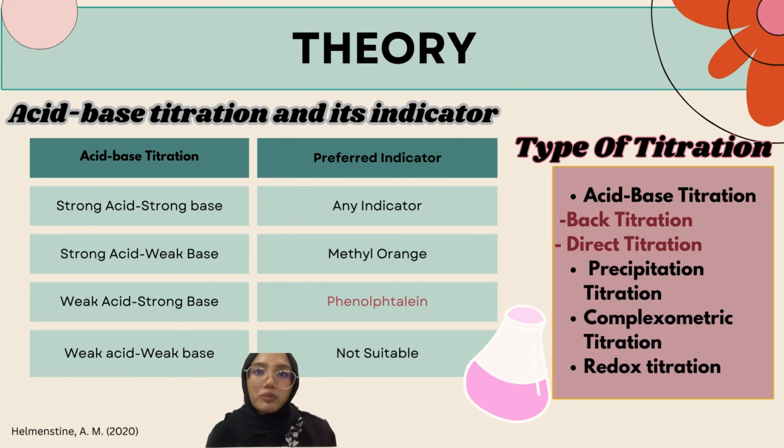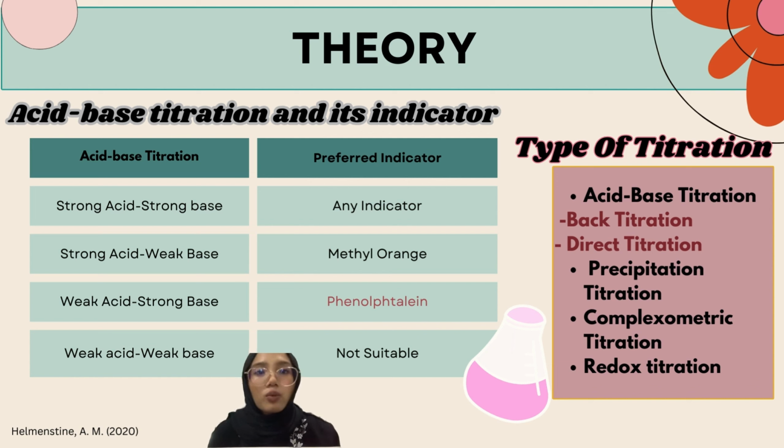Now I would like to explain the types of acid-base titration and the indicators that suit them. First, for strong acid and strong base, we can use any indicator to titrate them. For strong acid and weak base, we can use methyl orange. For weak acid and strong base, we can use phenolphthalein. And for weak acid and weak base, it is not suitable to use any indicator.